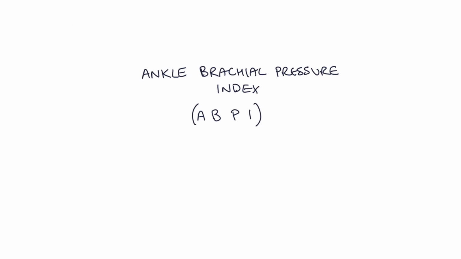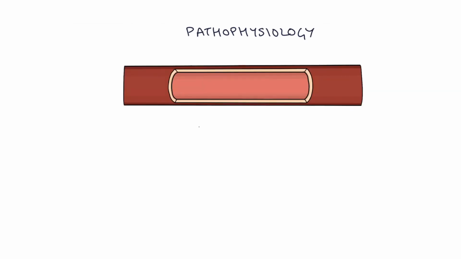In this video I'm going to be talking about ankle brachial pressure index, or ABPI, and this is a test that we use in order to assess the severity of peripheral vascular disease. So in order to explain how the test works, first we have to have a look at the pathophysiology of peripheral vascular disease. So first let's start by looking at a healthy blood vessel.